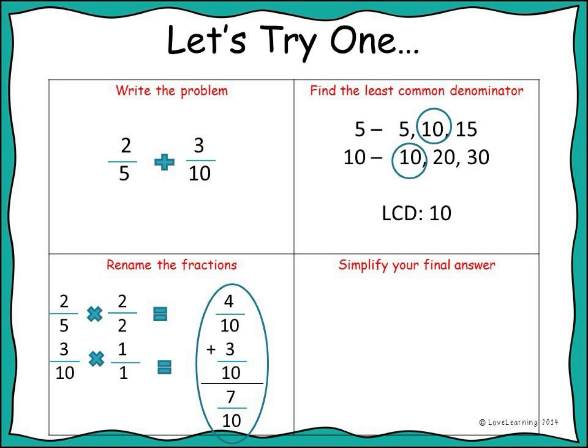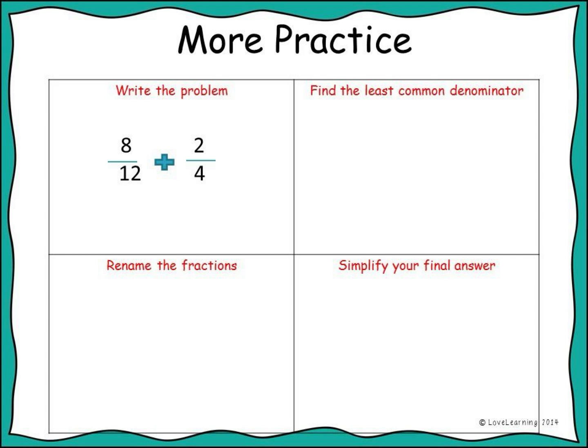So after I rename my fractions to 4/10 and 3/10, I can add them together, and then the bottom right is where my final answer will go that is simplified. So if I need to simplify it, I can use this box to do that. This case, I don't need to. It's just 7/10. Okay, y'all see how that pieces together? It's like a puzzle.